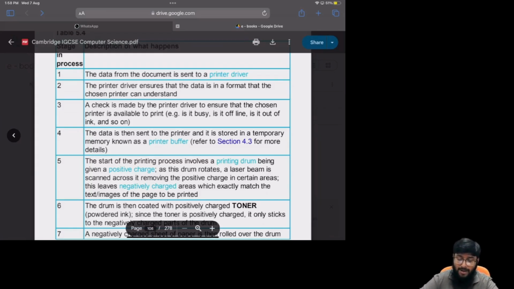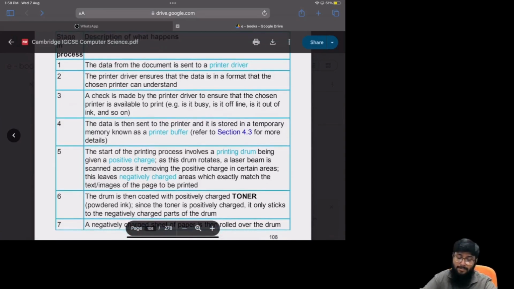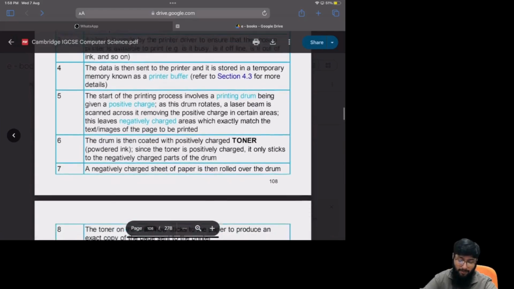The printer driver ensures that the data is in the format that the chosen printer can understand, that means into binary. Then the printer driver is going to check whether the chosen printer is available, out of ink, offline, something like that. And finally, for the fourth point, the data is then sent to the printer and is stored in the temporary memory known as the printer buffer.